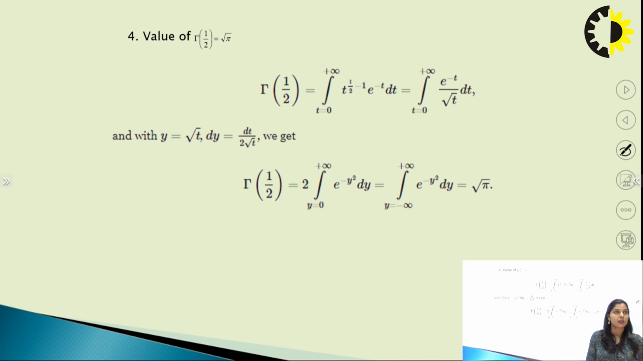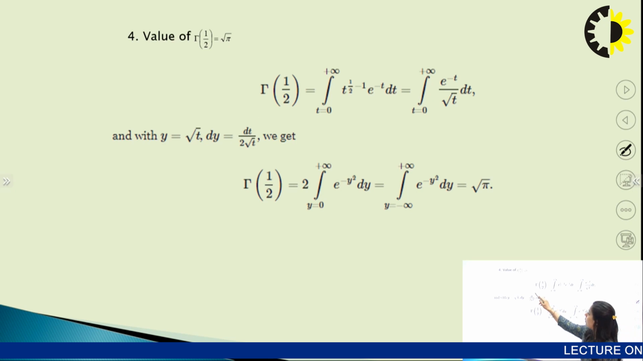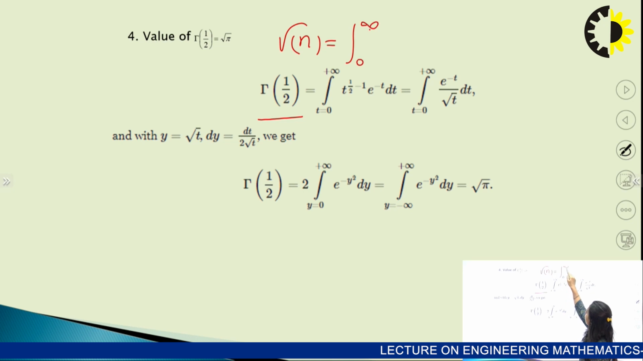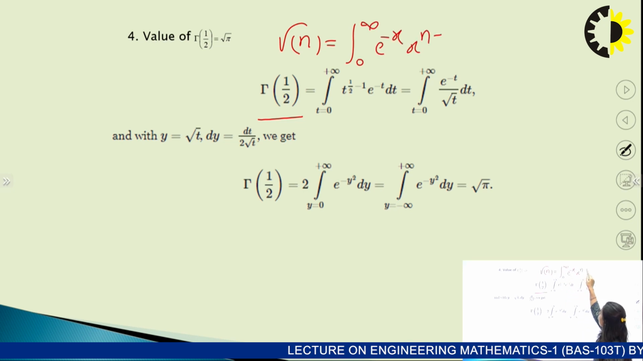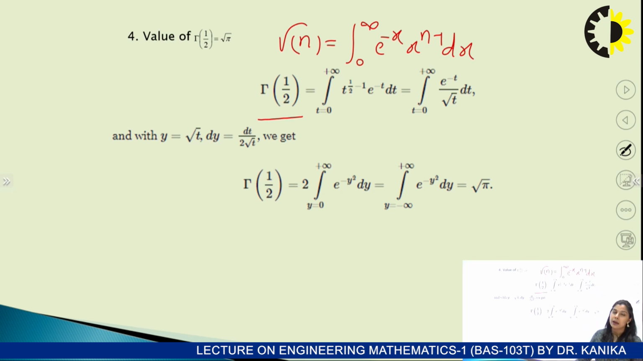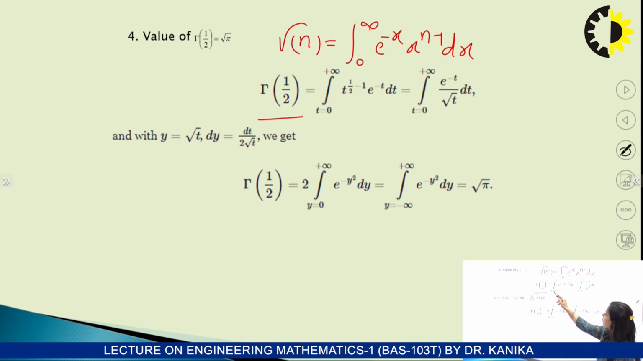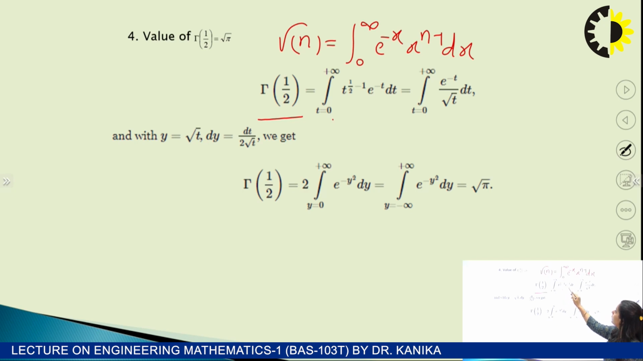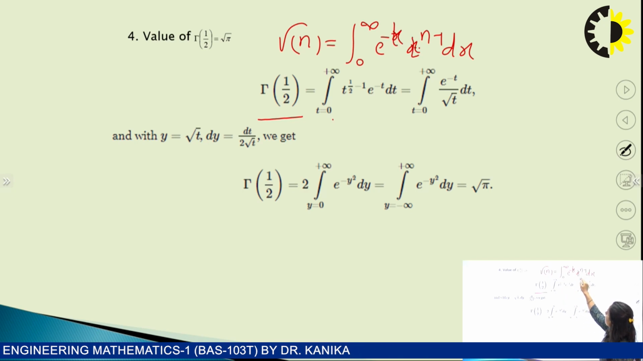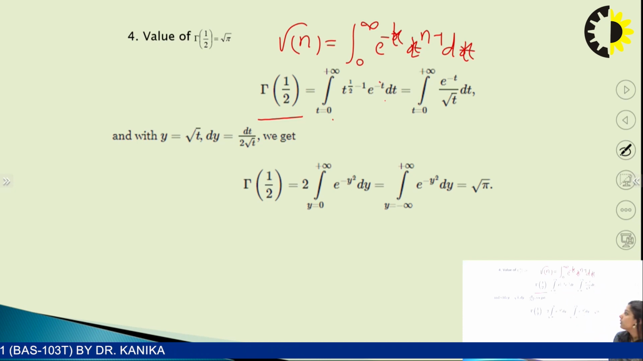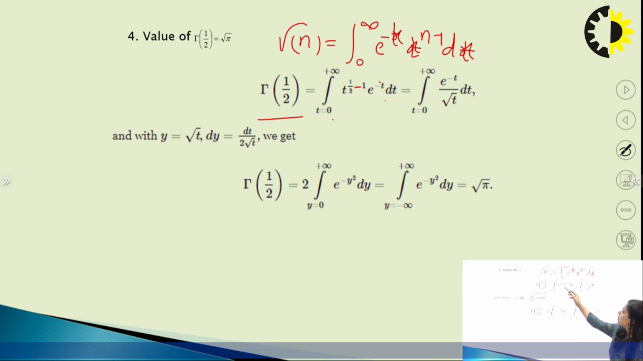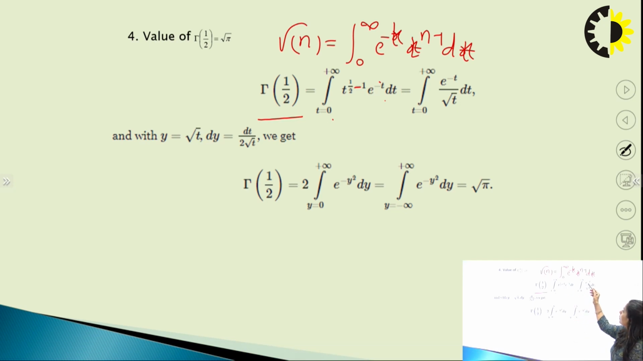Now to find the value of gamma(1/2), we know that gamma(n) = integration 0 to infinity e^(-x) x^(n-1) dx. Now we will put here n = 1/2. So gamma(1/2) = integration 0 to infinity e^(-t) t^(1/2 - 1) dt, which is equal to integration 0 to infinity t^(-1/2) e^(-t) dt.